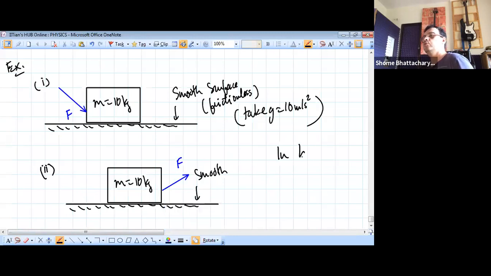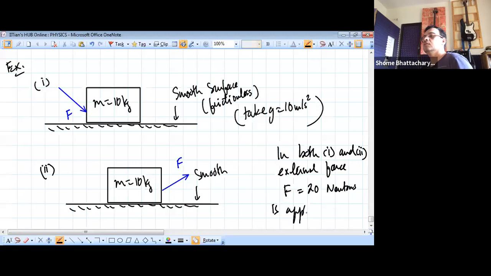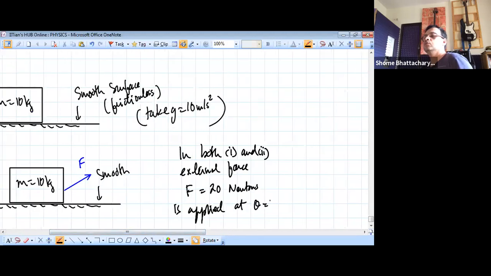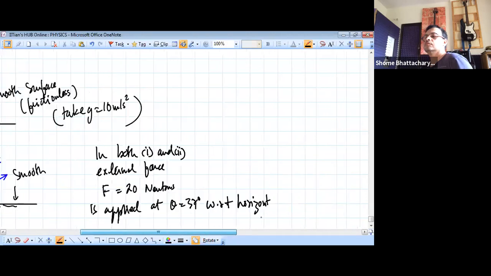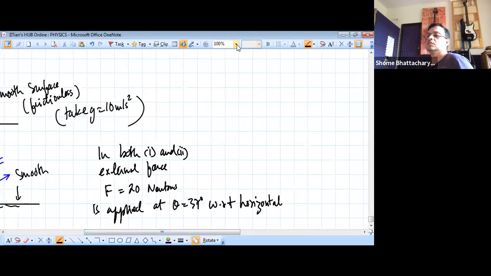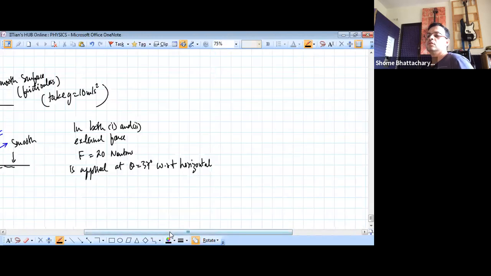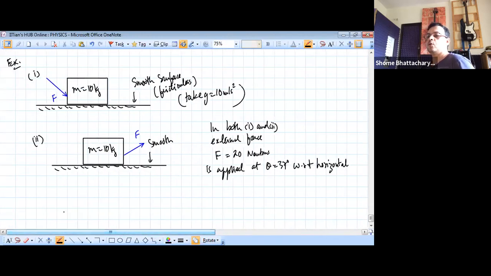So in both case 1 and case 2, an external force of magnitude, let us say 20 newtons, is applied at theta equal to 37 degrees with respect to horizontal, okay, in each of these cases. So you have to find out the normal reaction and the acceleration of the block in each case.